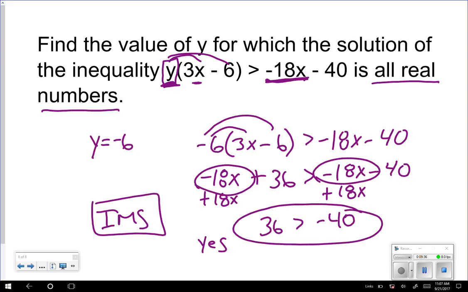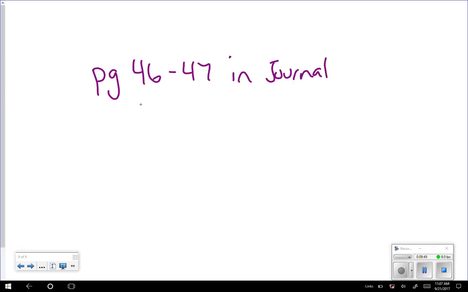Okay, so your assignment today, I don't have another slide for you here, there we go, okay, is pages 46 through 47 in your journal. Okay, 1 through 11 you should be able to do. 12 is kind of a challenge. Okay, you can try it. You don't have to do it. You can try it. We may have time to talk about it, we may not, so I wouldn't worry too much about it, but if you can figure it out, that's awesome. Okay, if not, no big deal.